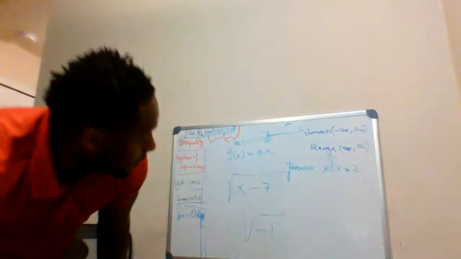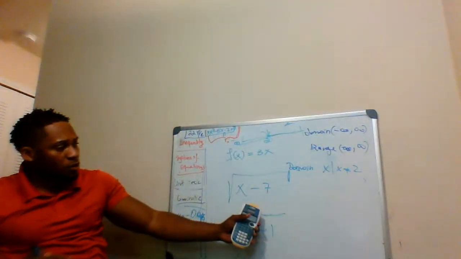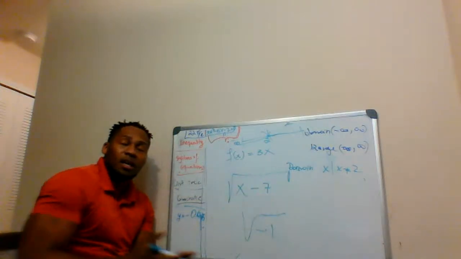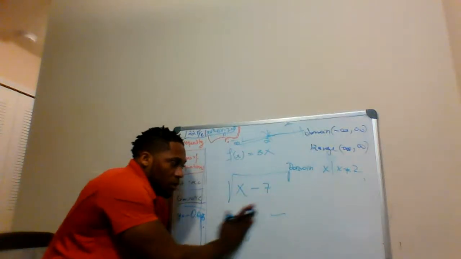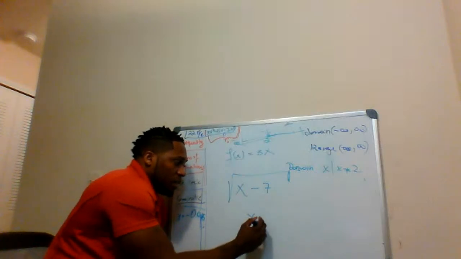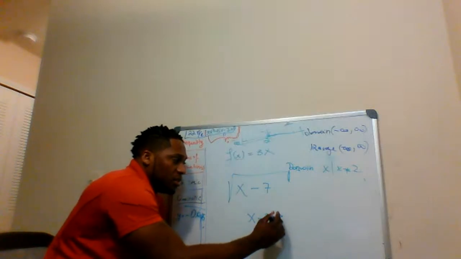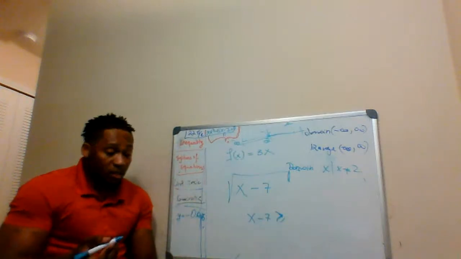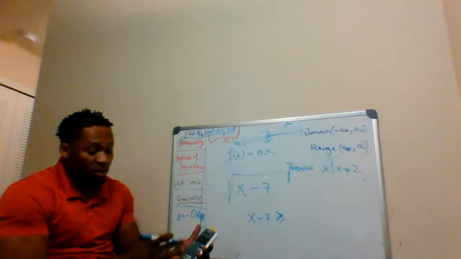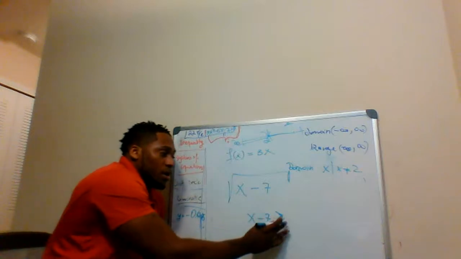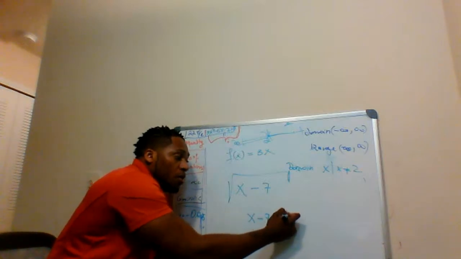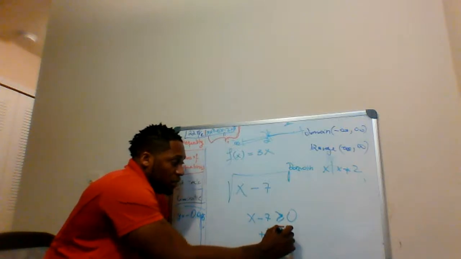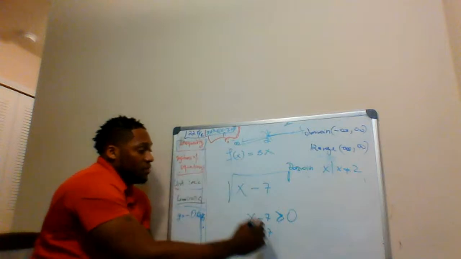So what I need to do is find all the values for which this expression is greater than 0. I'm going to solve x minus 7 greater than or equal to 0, because the square root of 0 exists. If you go in your calculator and take the square root of 0, it's going to give you 0. So I'm going to make sure that this is always greater than or equal to 0. So I add 7 to both sides. You know how to solve an inequality. I add 7 to both sides.